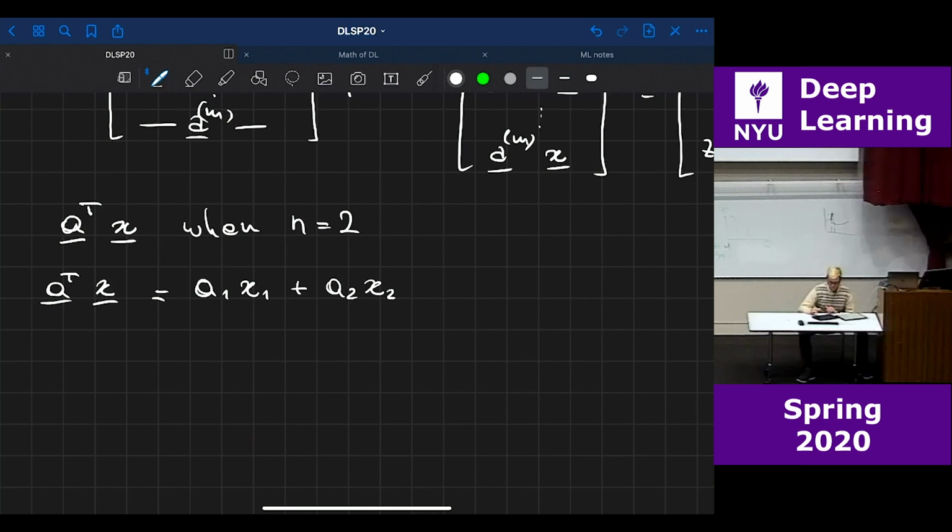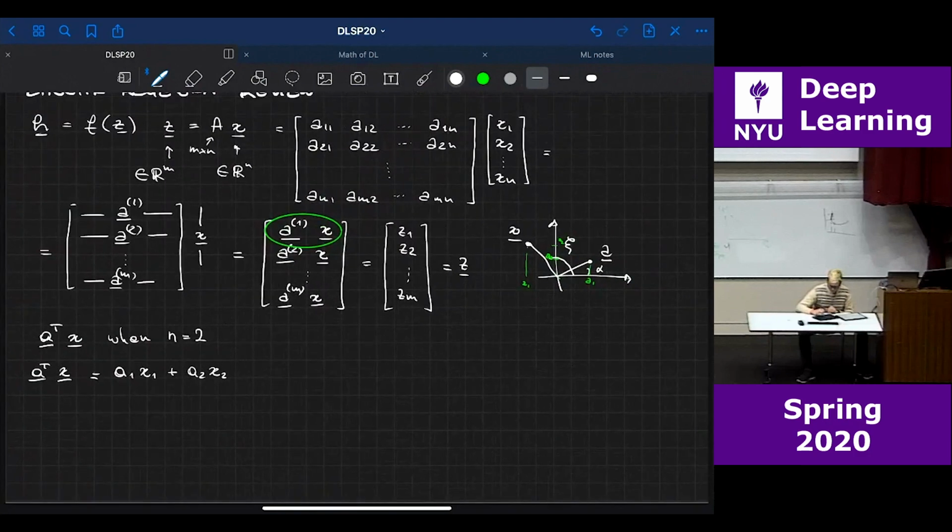Is the T meant to be a transpose? Yeah, the T is meant to be a transpose. It's a row times column vector. So let's assume A is a column vector, then I have row times column. Let's keep writing this here. So what is A1? How can I compute A1? A1 is going to be the length of vector A times cosine alpha.